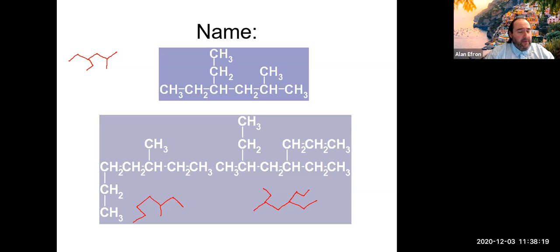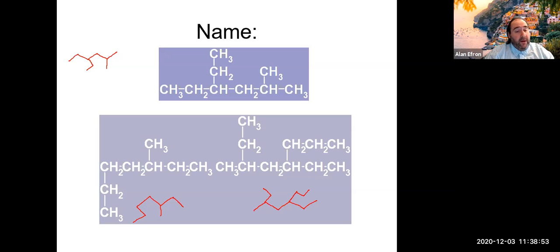We then want to number the longest carbon chain. And you usually have two options, either left to right or right to left. The way you choose which way to number is whichever way gives the groups the smallest number. So we're always looking for the smallest number for those groups on alkanes. Then you want to give the location of where all the groups are. Again, a dash between a number and a letter. If you happen to have two numbers together, you put a comma between them.